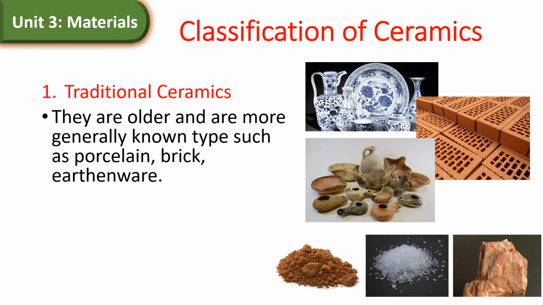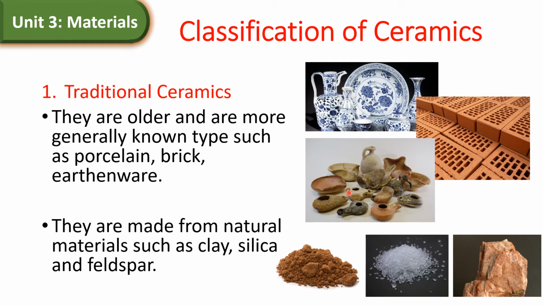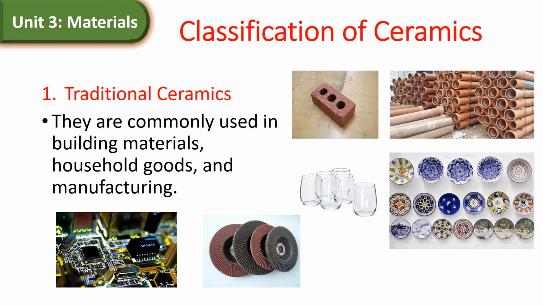If you talk about traditional, the word tradition means it's an older version of making ceramics, and they are generally known such as porcelain, brick, and earthenware. Here are examples of porcelain, brick, and earthenware. These ceramics are naturally made from clay, silica, and feldspar. Since the raw materials can easily be found in nature, you don't need complex materials or engineering to make these traditional ceramics.